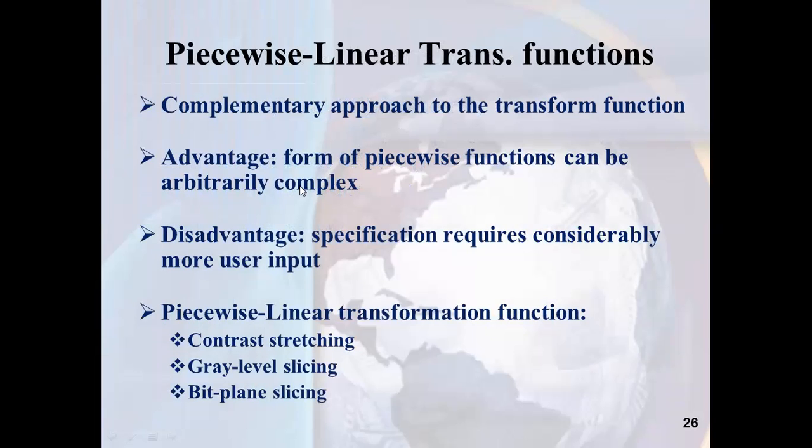Okay, precise linear transformation is a complementary approach to the transformation function that we have applied. In this precise linear transformation, we have contrast stretching, gray level slicing, and bit plane slicing. We talk about this in part 3 of this chapter. Thank you.